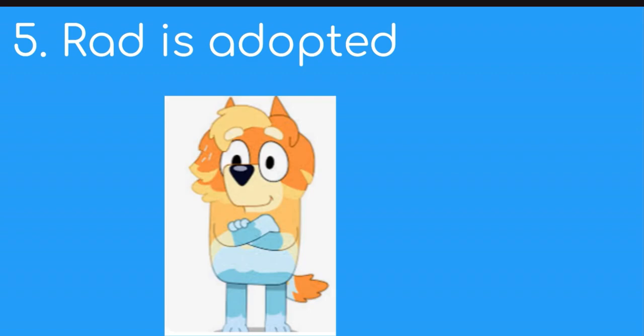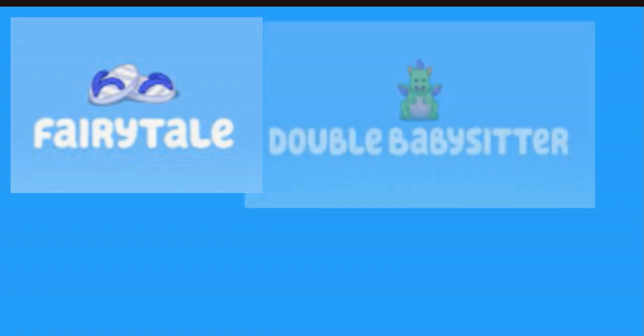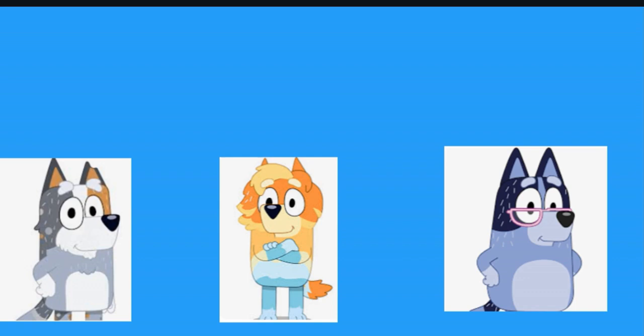Number 5. Is Rad adopted? If you watch Fairy Tale and Double Babysitter, which I recommend, because there's not really anything saying it, but these both have Rad in them, we see that Rad doesn't look like his parents at all. His top half is a reddish orange, and none of his parents have it. And his bottom half is a light blue, and we see that Chris or Nana and Bluey have blue, but it's not the shade of light blue that Rad has.